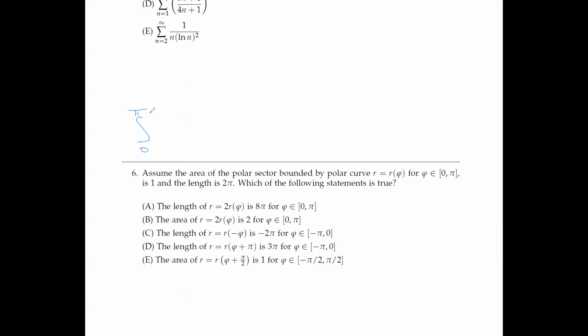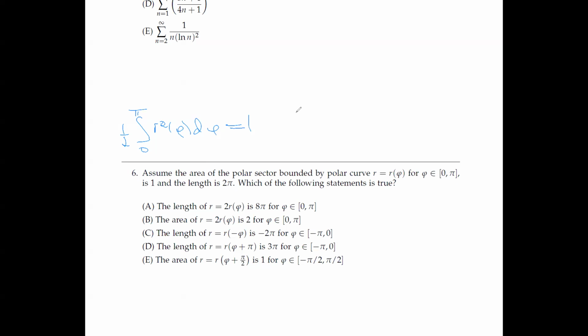From 0 to pi, one half r squared d phi. Yeah, one half. I agree. So we know that this equals 1. Moreover, the length equals 2 pi.